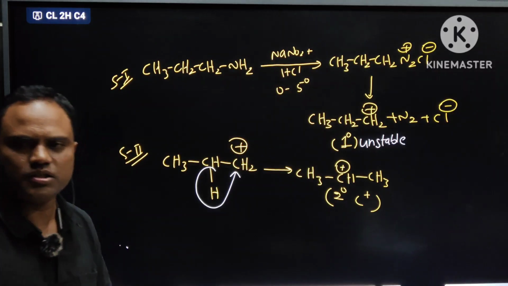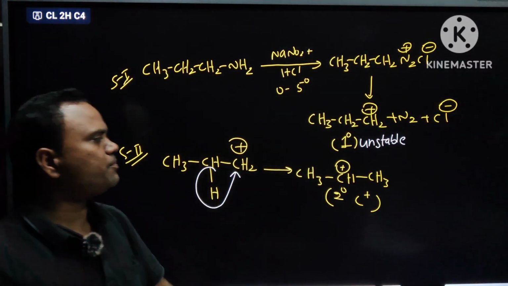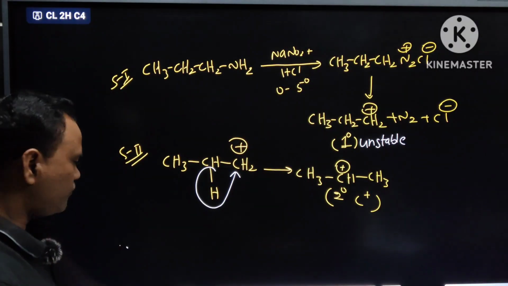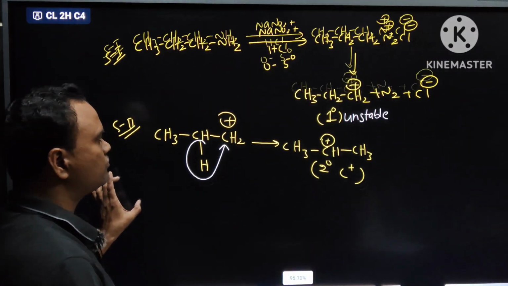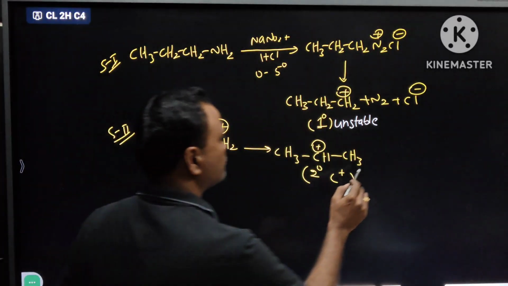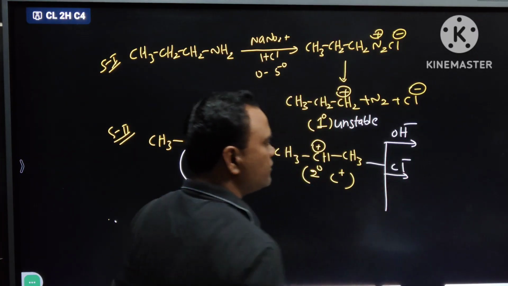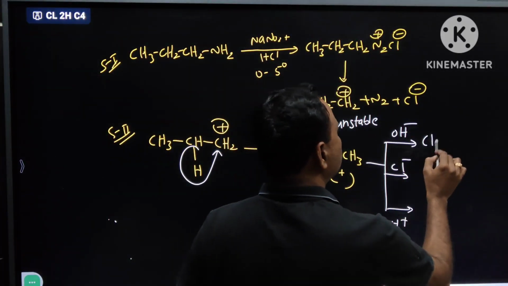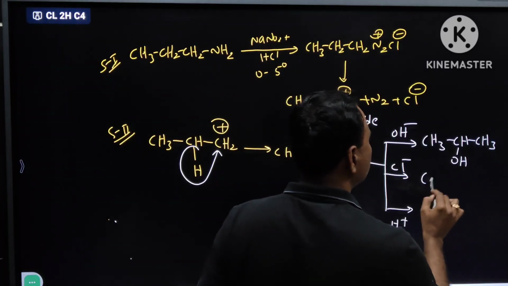Very, very important example. Right? So 1-propanamine produces a 2 degree alcohol, not a 1 degree alcohol. Right? So from this, OH minus will give alcohol, Cl minus will give alkyl chloride, and loss of proton will give alkene, CH3 CHOH CH3 and so on.